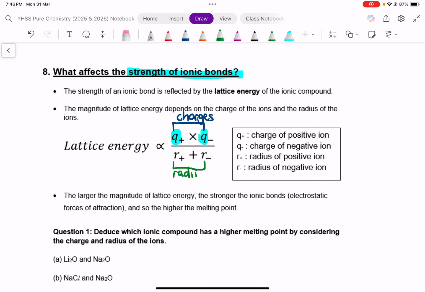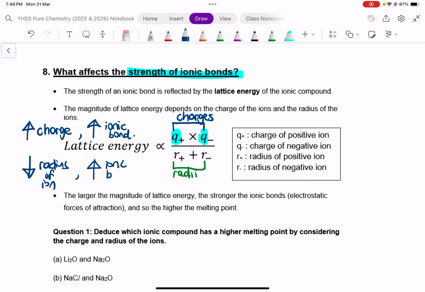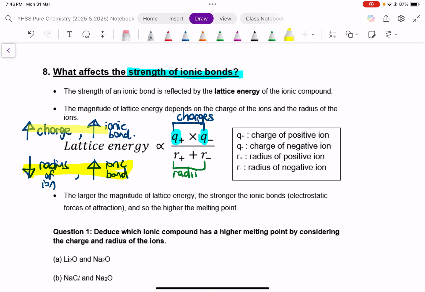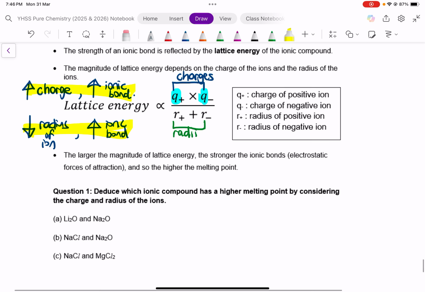So let's summarize. Higher charge, stronger ionic bond. Smaller radius of ion, stronger ionic bond. So importantly, I think we need to know these properties. Higher charge, stronger ionic bond. Smaller radius, stronger ionic bond.